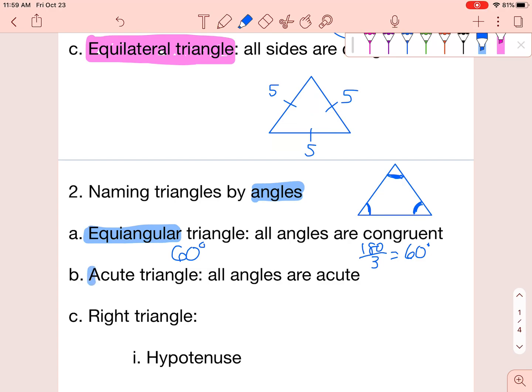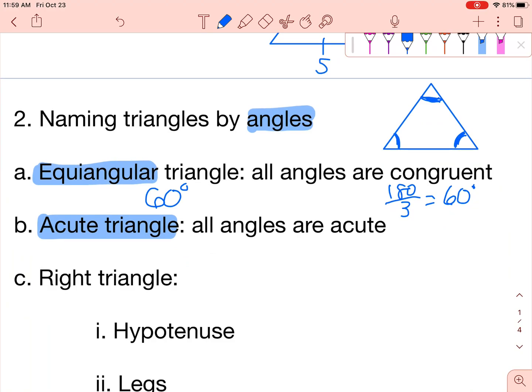The next type of triangle that we can name would be an acute triangle. Again, we're looking at its angles now. An acute triangle has all of the angles acute. For example, 40 degrees, 60 degrees, and 80 degrees. All of these angles are acute. They are all less than 90 degrees. So that's an example of an acute triangle.